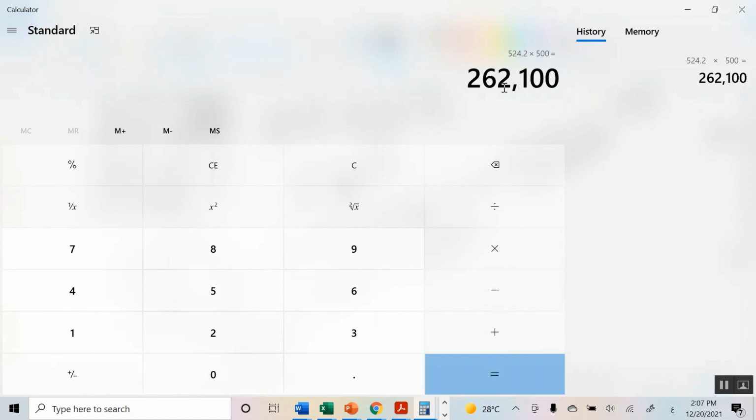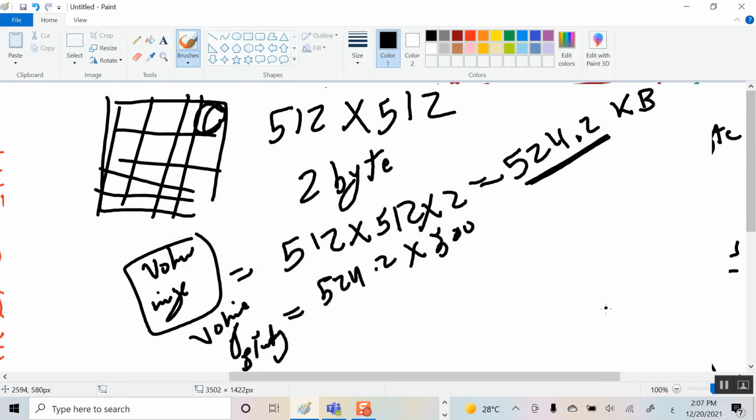The size of one image is then substituted as 524 multiplied by 500. That gives 262,000 kilobytes. If you divide it by 1,000, it will be 262 megabytes. So 262 megabytes is the total size of the study.